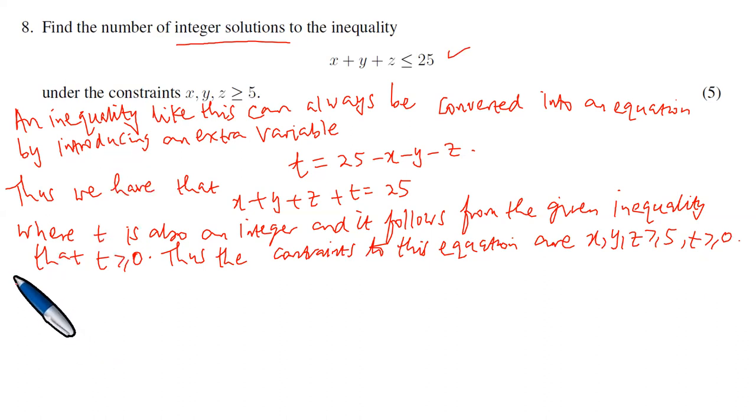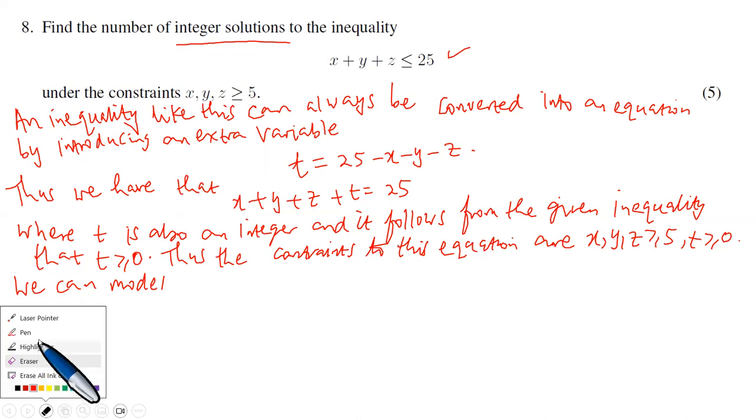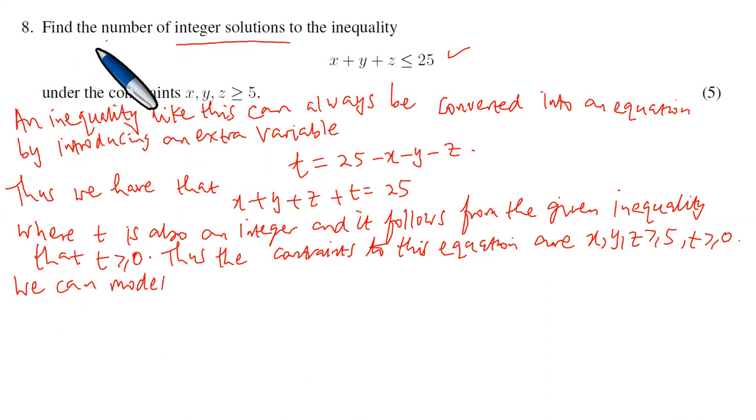Moreover, we can model this problem as follows. What are we doing here? We are finding the number of integer solutions, to say how many integers here actually satisfy these. Somebody can come and say, how many integers could this be such that x, y, and z are greater or equal to 5? You can put 5 and 5 here, for instance.